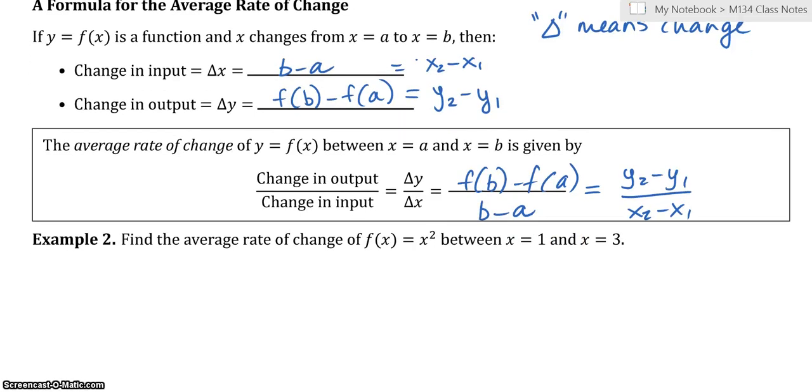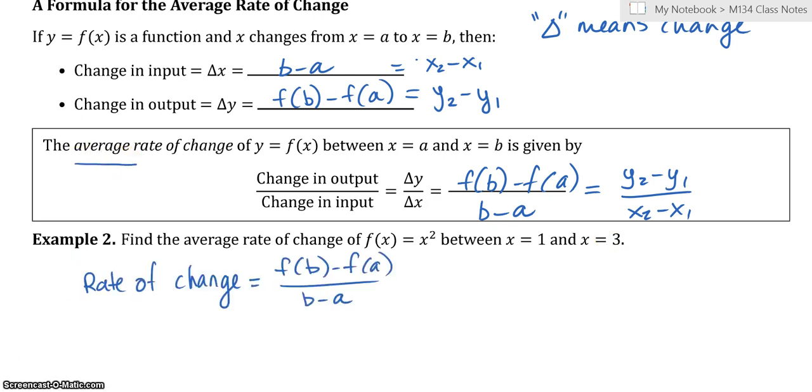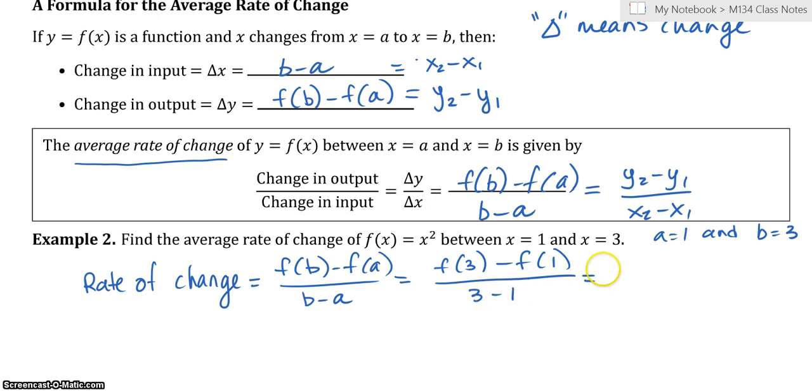Let's find the average rate of change of f of x equals x squared between x equals 1 and x equals 3. So let's do that. So I started by writing the formula for the average rate of change. And we know that a is 1 and b is 3. So I'm going to say this is f of 3 minus f of 1 all over 3 minus 1.